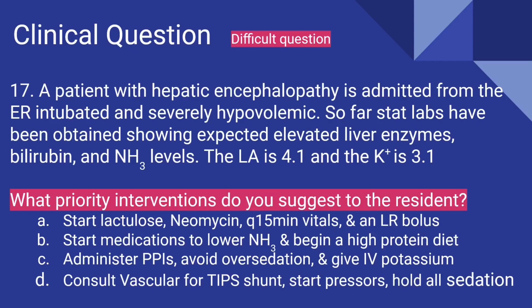Would you start lactulose, neomycin, watch their vitals every 15 minutes, and give a lactated Ringer's bolus? Would you start medications to lower ammonia and begin a high-protein diet? Would you administer a PPI, avoid any oversedation, and give IV potassium? Or would you consult vascular or surgery for a potential TIPS shunt, start vasopressors, and hold all sedation?